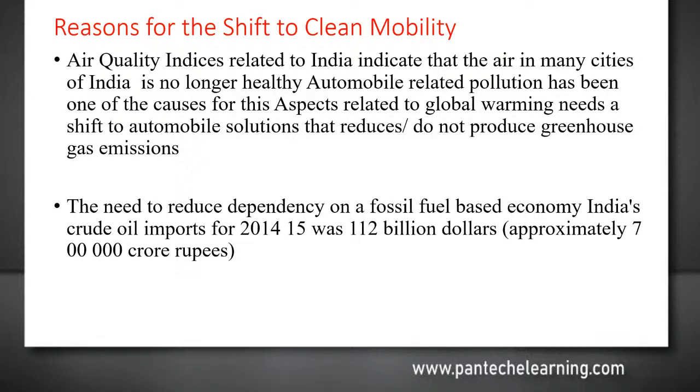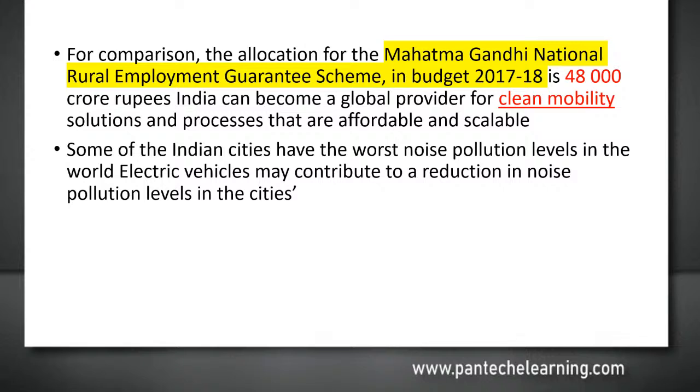That means 80% of the crude oil we are importing is from the Gulf countries only. So we spent $112 billion in the year 2014 and 2015. And for comparison of the allocation, the government is giving, for the Mahatma Gandhi National Rural Employment Guarantee Scheme in budget 2017 and 18, 48,000 crore rupees sanctioned.